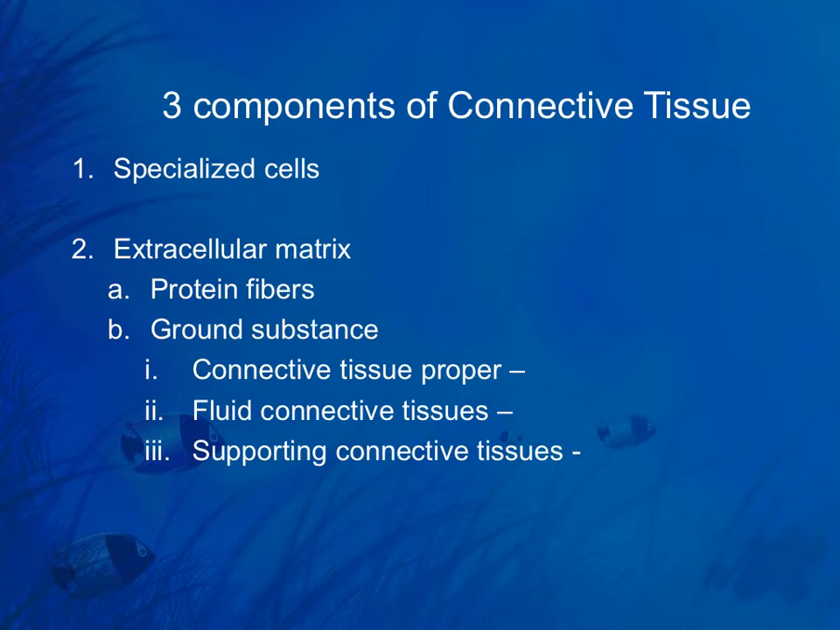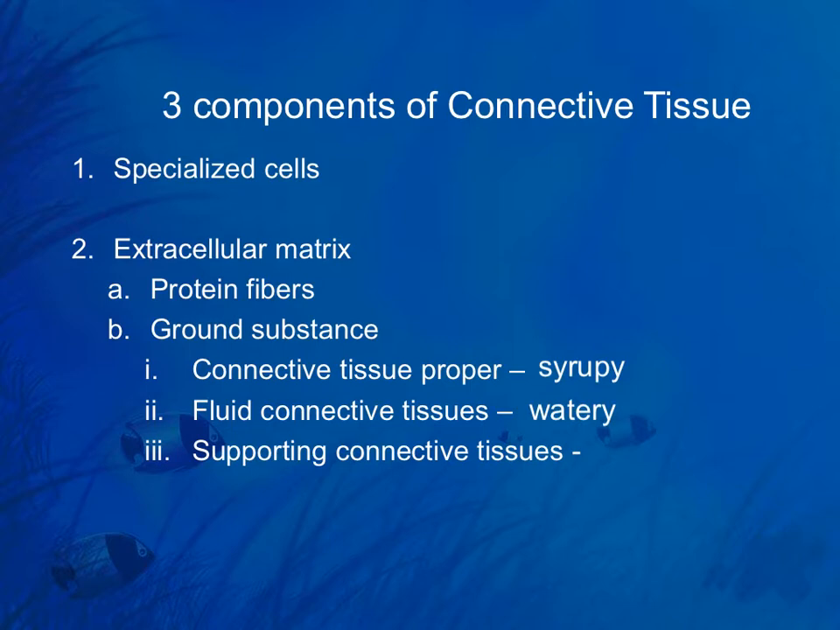These are not the same as muscle fibers, which are an entire cell. And then a ground substance. And that ground substance filling the space is different depending on the connective tissue. Connective tissue proper has a syrupy ground substance. The ground substance in fluid connective tissues like blood is more watery, while the supporting connective tissues have the firmest, most rigid type of ground substance.